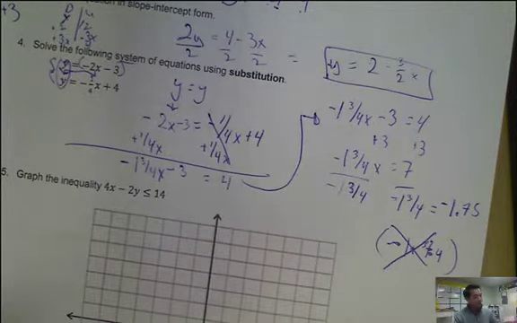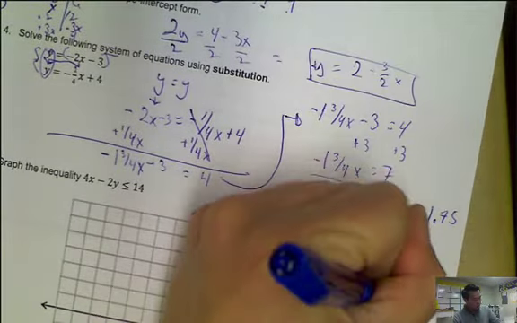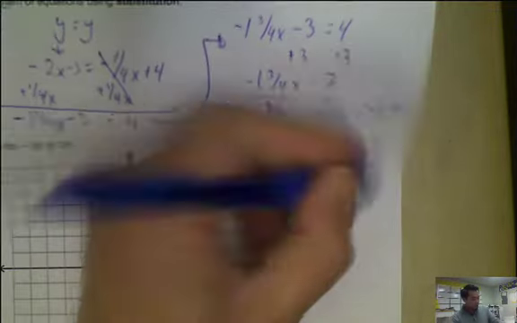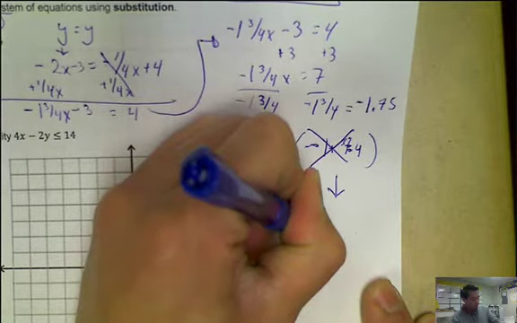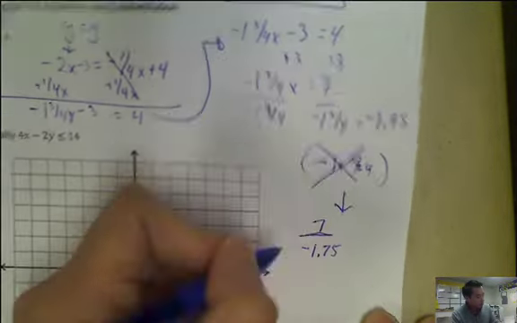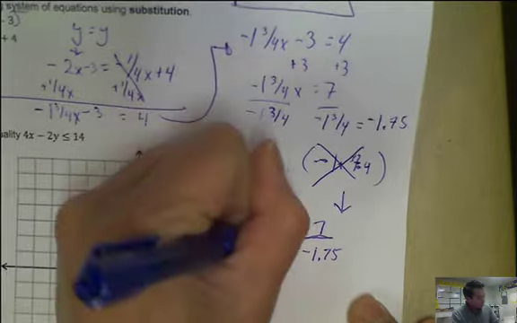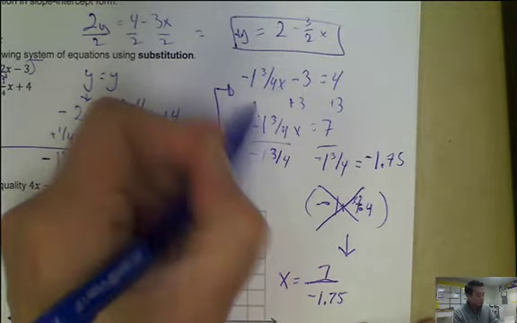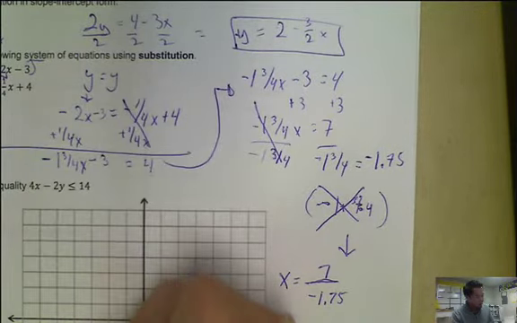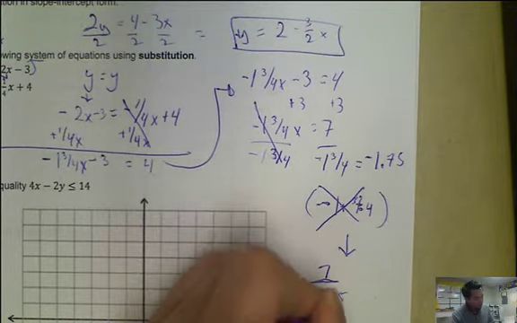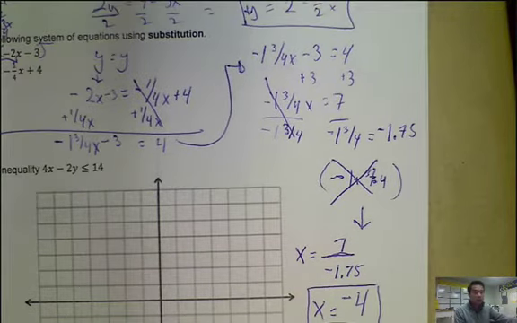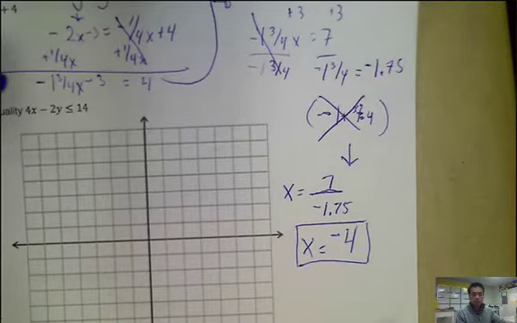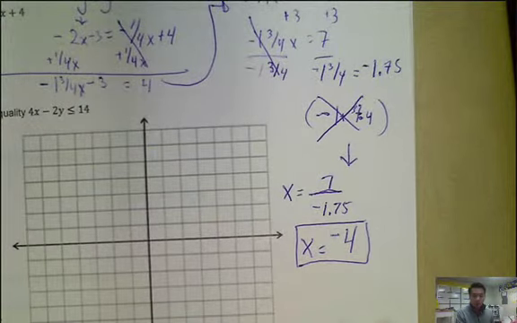Okay, so now, going back to the problem, running out of room here, I have 7 divided by negative 1.75 is equal to x, because this side already canceled out. X is going to be equal to negative 4. Some of you stop right there. Be careful.